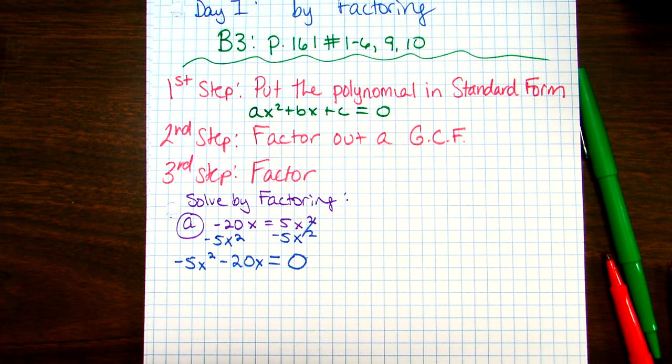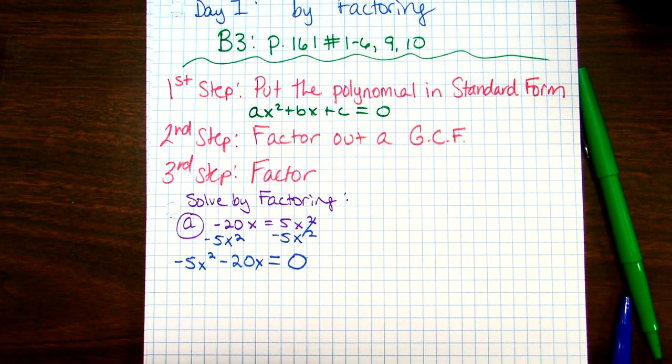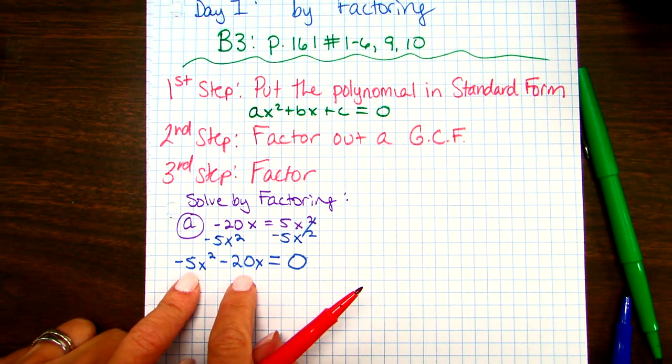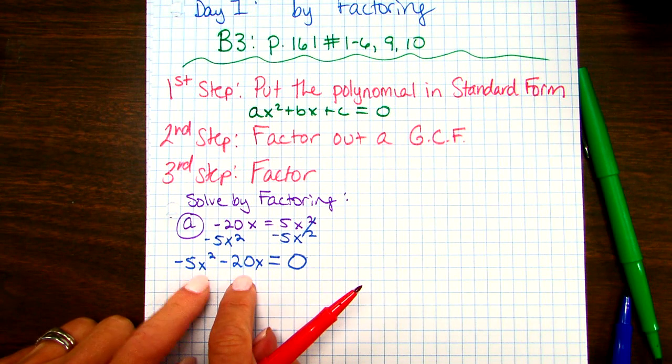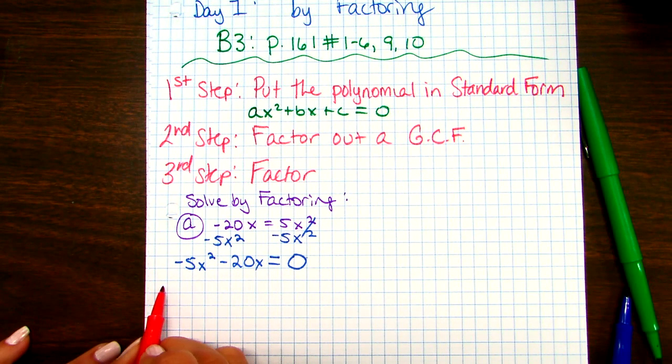And then step 2 is to factor out a GCF. Do we have a GCF in this problem? Yeah. What is it? Yep. Both of these are negative, so that's common, right? We're going to take out a negative. They both have a 5. 5 goes into 5, of course. 5 goes into 20. And Chick-fil-A, $2, $1, we'll take 1. So the GCF is negative 5x.